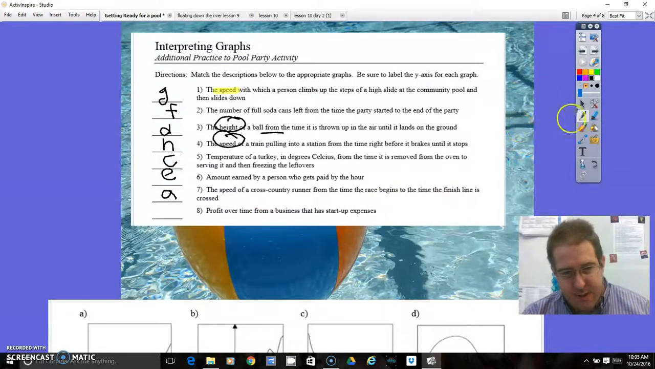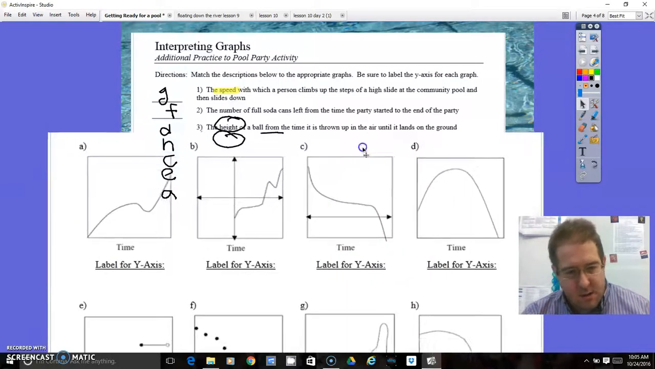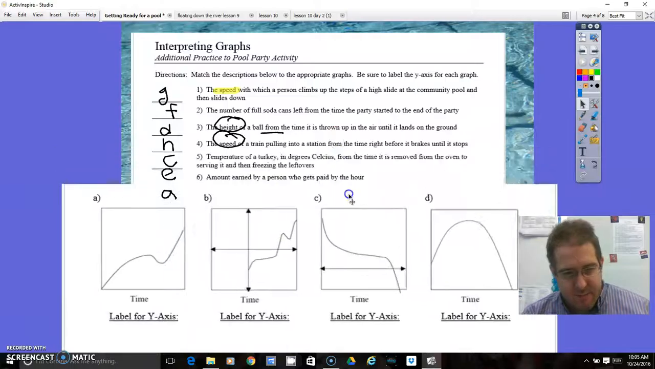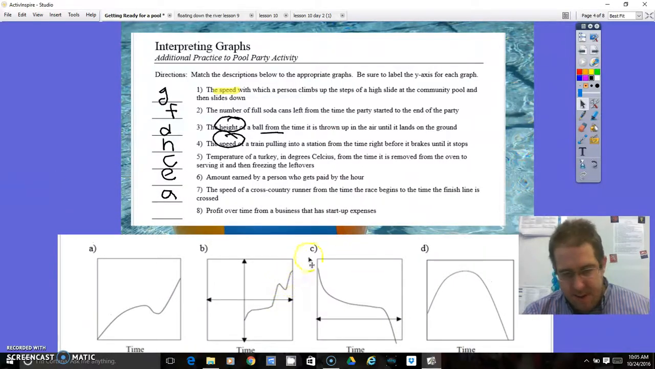Profit over time from a business with startup costs. Well, startup costs means that you get to spend money before you've made any money, which means you actually owe money in the beginning. And it takes you a while. You have to sell some stuff just to get back to break even. And then I'm not quite sure what happened right here, but the business took a dive for some reason and then they started making money again. Maybe they bought more supplies, and that's what caused it to go down. So that one is definitely letter B.